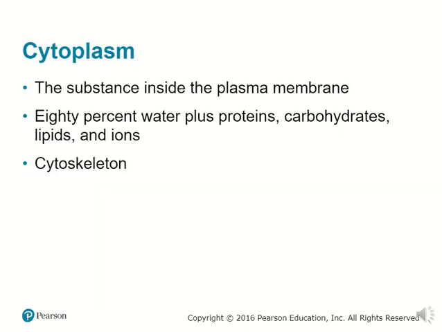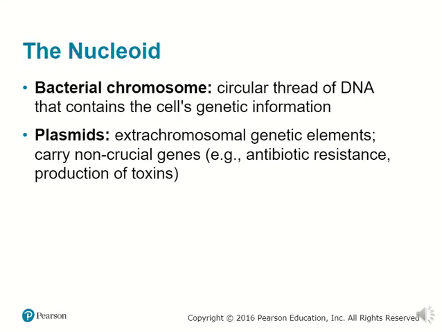Now, as far as the internal liquid of a cell, the cytoplasm, this is what is inside of the plasma membrane. It's the internal volume of a cell. About 80% is water, plus various proteins, carbohydrates, lipids, as well as whatever else. And there is a cytoskeleton that acts as a structure to keep things in place.